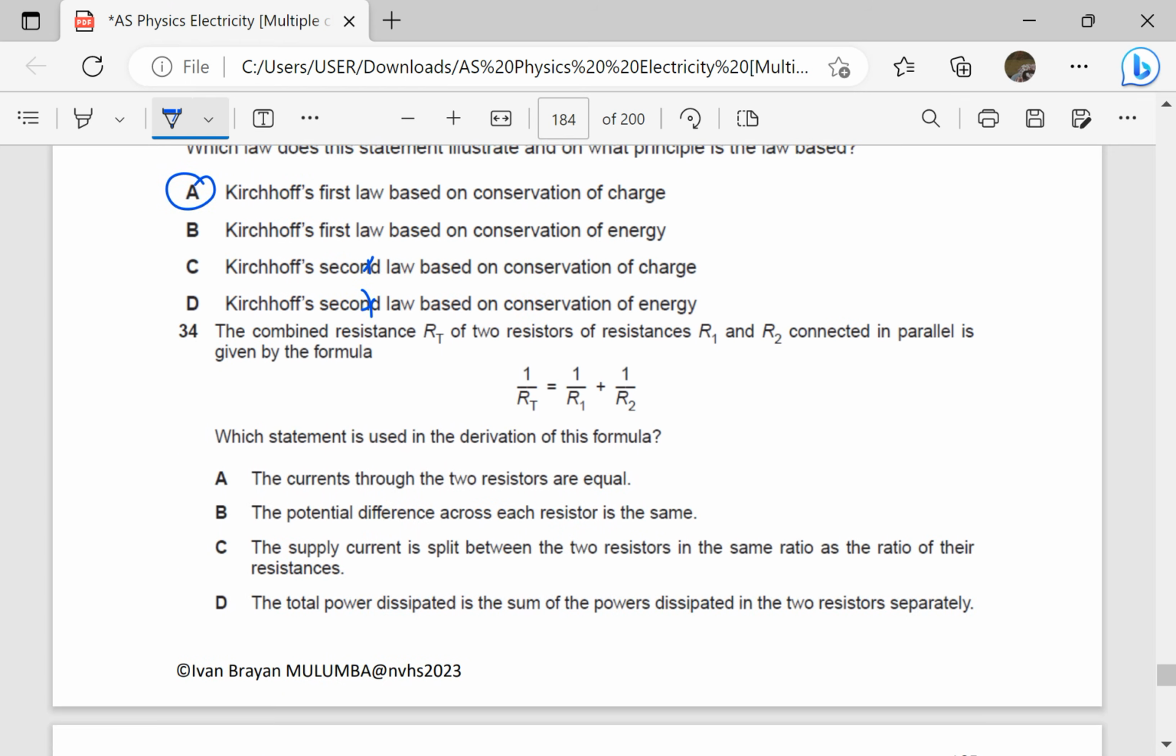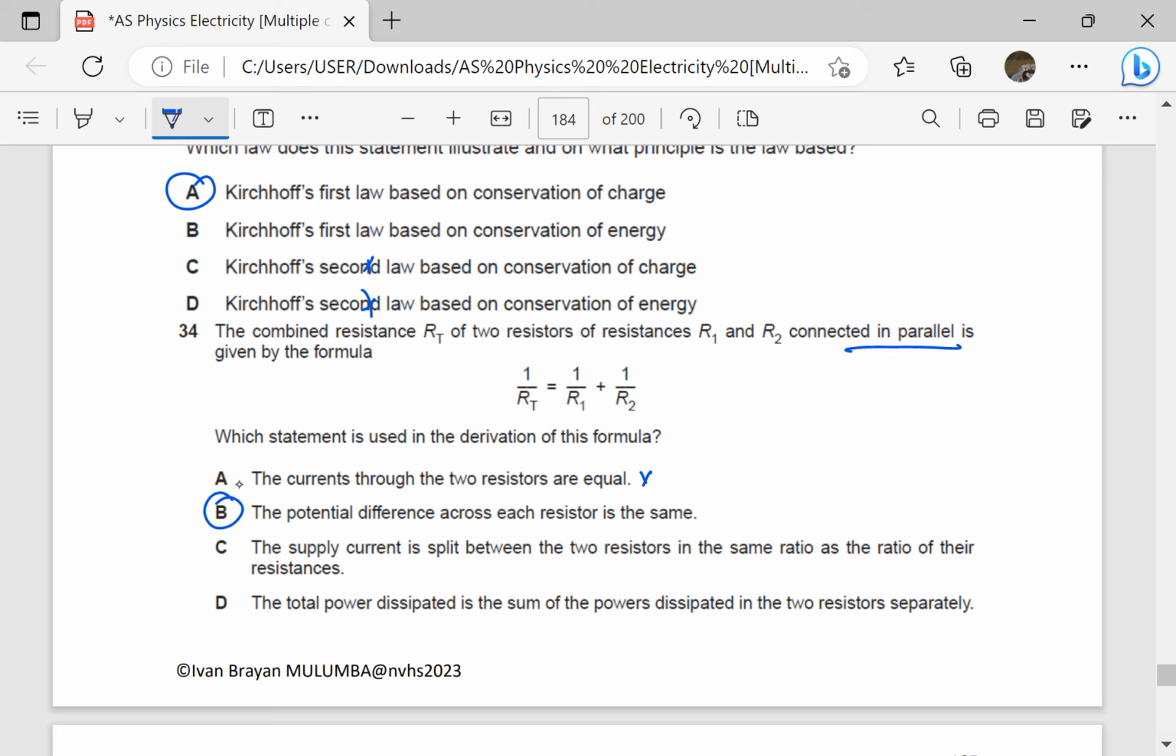The combined resistance RT of two resistors of resistances R1 and R2 connected in parallel is given by that formula. Which statement is used in the derivation of this formula? So if resistors are in parallel, the PD across them is the same. The current through the resistors is equal when they are in series. The potential difference across each resistor is the same, so the answer is B.